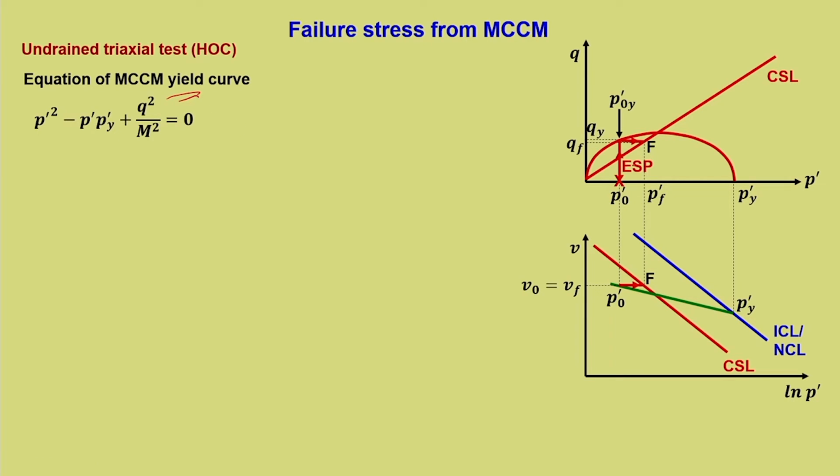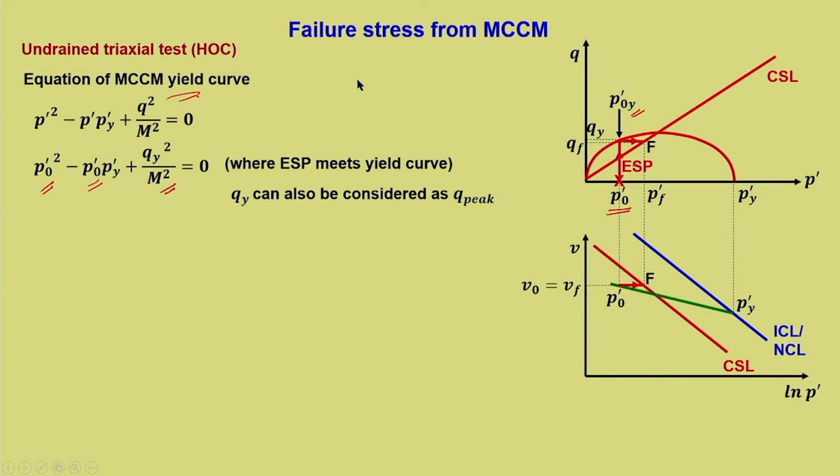Now, we know that this effective stress is meeting the yield curve. So, if you substitute this particular point, we have P naught dash square, that is we are referring to this particular point, minus P naught dash P dash y with respect to the initial point. So, here P naught dash is equal to P naught dash y, that also we need to keep in mind. So, we are writing in terms of P naught dash right now. So, that will give us P naught dash square minus P naught dash P dash y plus Qy square by m square equal to 0, where ESP meets the yield curve.